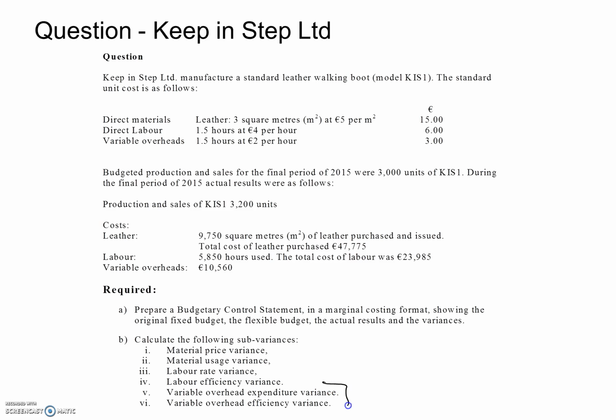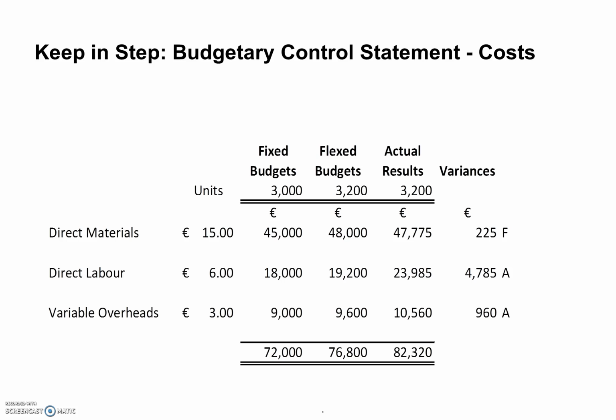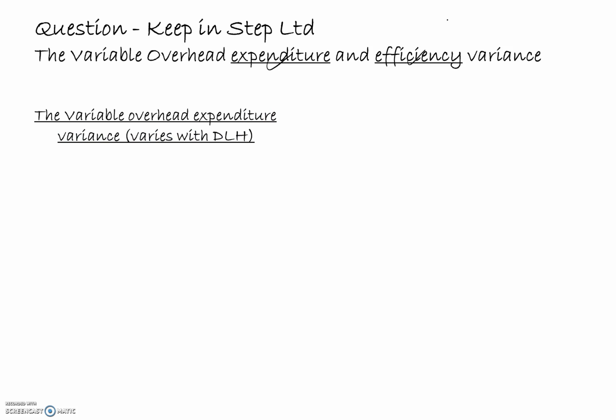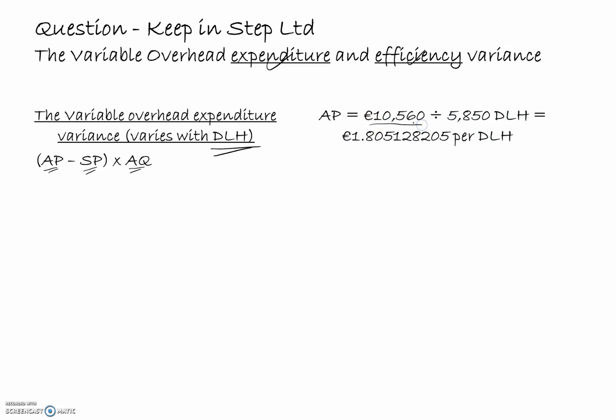Now finally we're going to look at the variable overhead expenditure and the variable overhead efficiency variance. If we look at the table from the end of part A, we can see we have a total variable overhead cost variance of 960 adverse, and we're going to subdivide that into an expenditure and an efficiency variance. So the variable overhead expenditure variance, now remember variable overheads vary with direct labor hours, so we've done a fair amount of the work for this already. We're talking about the actual price for variable overheads per hour, the standard price, and the actual hours, which is the labor hours. Now the actual price will be the €10,560 paid divided by the direct labor hours.